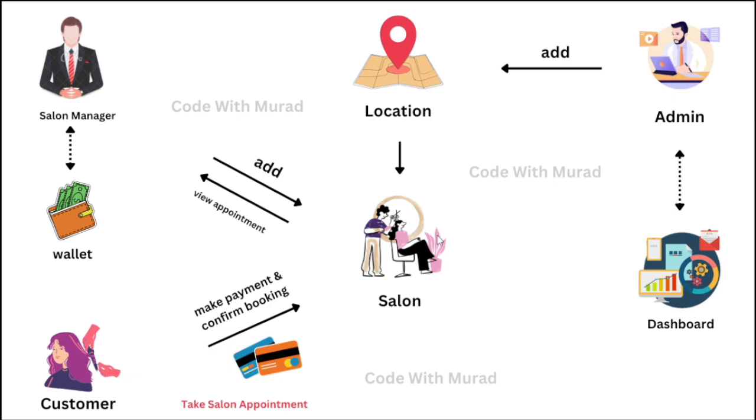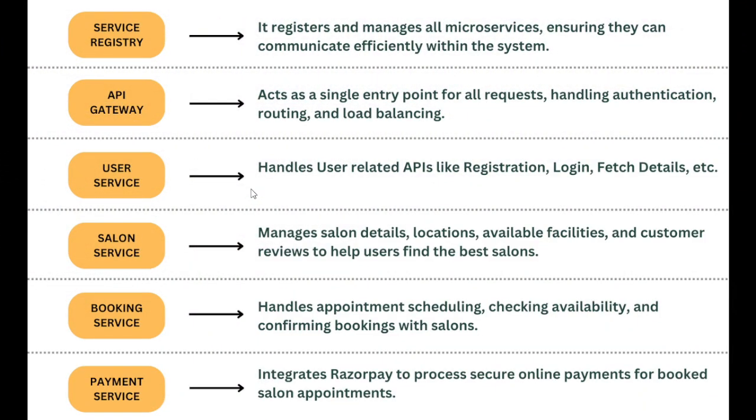But as of now, let's see all the microservices which we have created in the backend. In total we have 6 microservices in the backend, out of which one is the service registry and the second one is the API gateway. The functional microservices are the user service, the Salon microservice, the booking service, and the payment service. Talking about the service registry, it registers and manages all the microservices, ensuring they can communicate efficiently within the system. Whenever we run our microservices, they will get registered in the service registry.